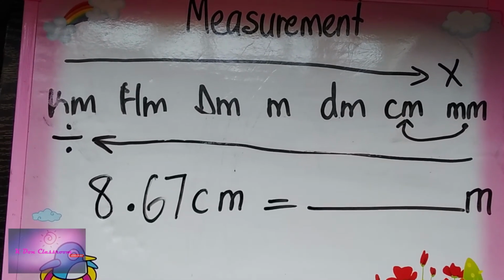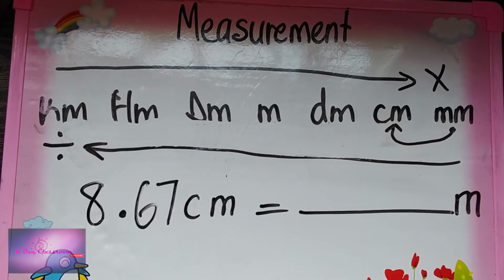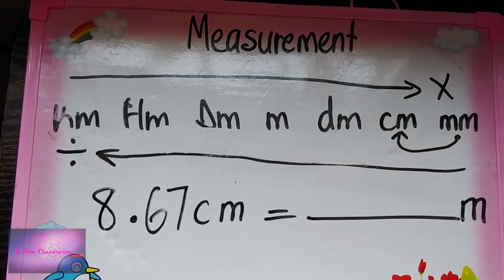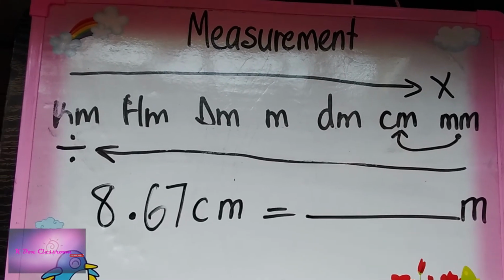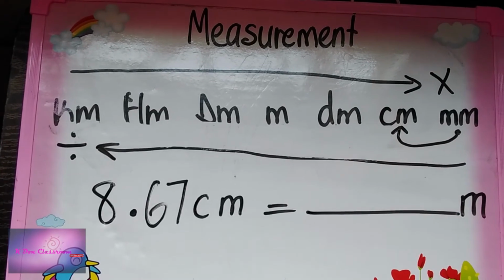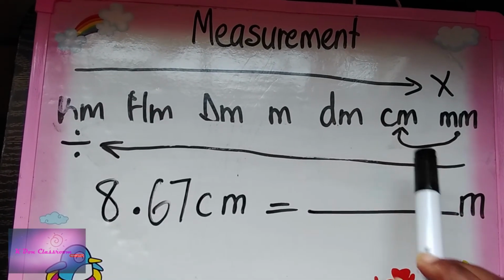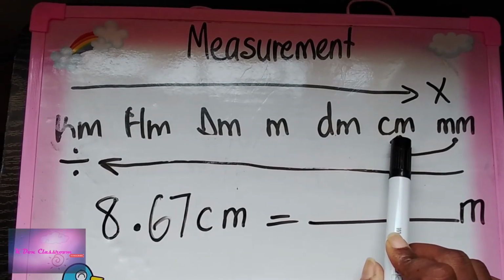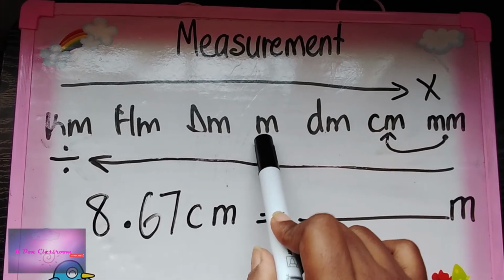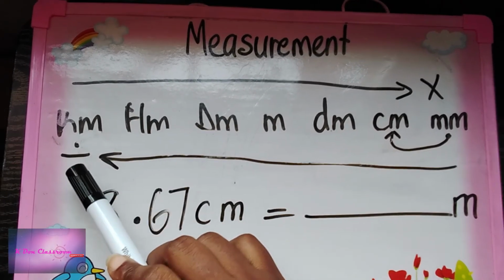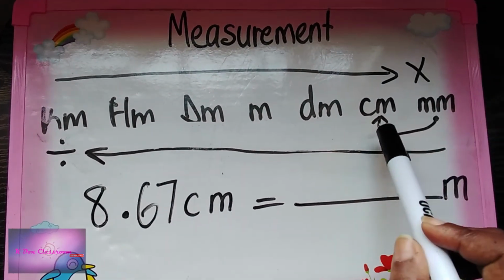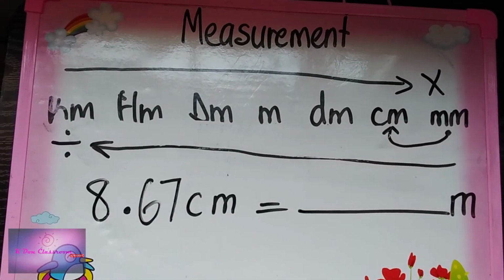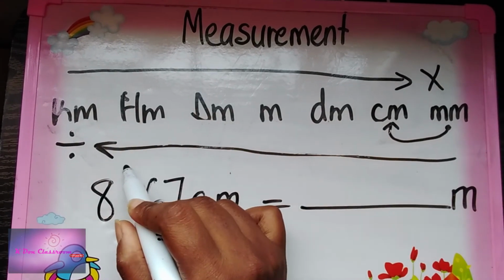Now we have 8.67 centimeters, and we want to change that to meters. So this time we are working with a decimal number. Now, are we changing from big to small or small to big? We need to look at the table, find out where centimeter is, and find out where we want to get to. We want to get to meters, so it means we're going to the left. So we are changing from small to big. And because we're changing from small to big, we are going to divide.